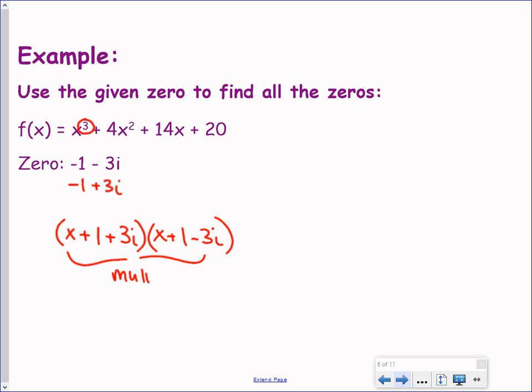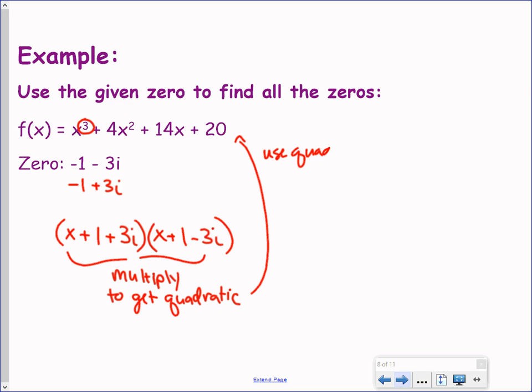Multiply to get a quadratic. And these will always come out to a nice quadratic with real coefficients. You won't have i's anymore. And we did that with radicals in one of our explorations. And then take your quadratic and use it as a divisor. Divide the polynomial, f of x, the cubic, by the quadratic. You're going to get the one linear solution that you don't have. Okay? So you're just doing a little bit of algebra.